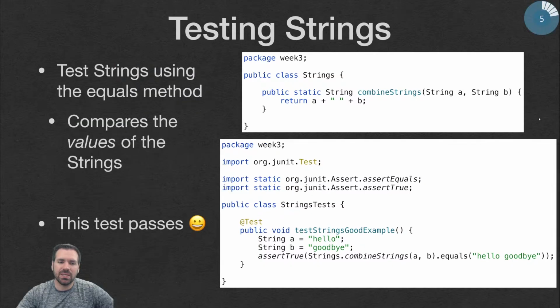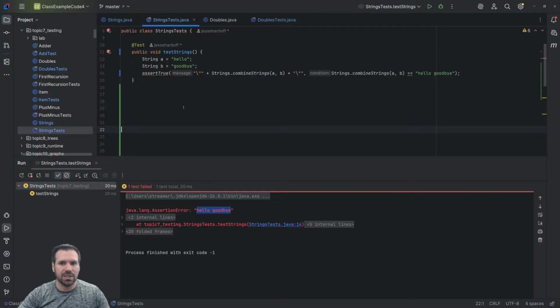So what should we do instead? Always use dot equals. Always use the equals method to compare two strings. This is a method of the string class. And now we're going to compare character by character. The equals method from the string class is going to go character by character and check if they are equal to each other. This is how we want to compare strings in Java.